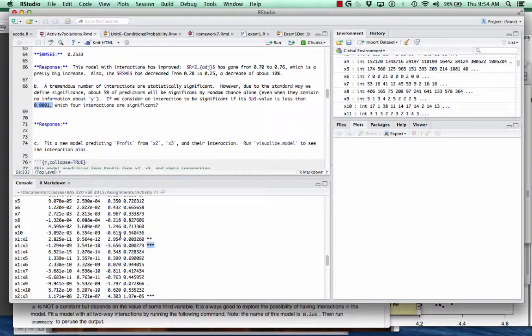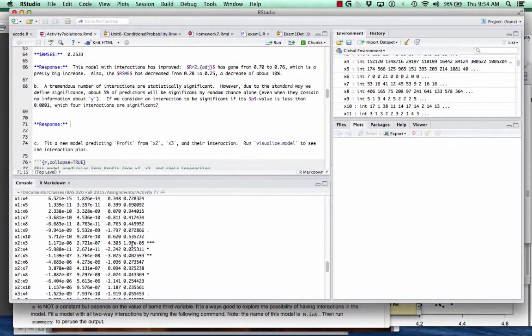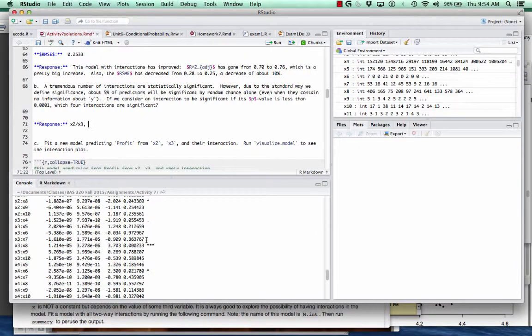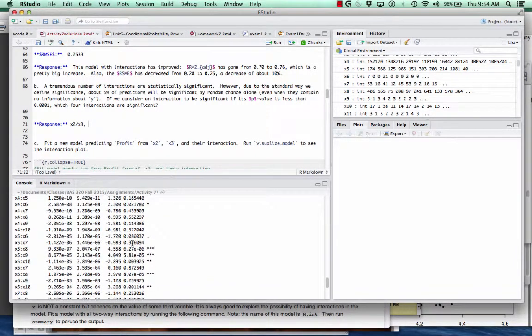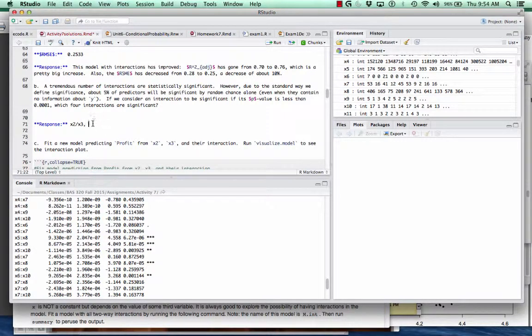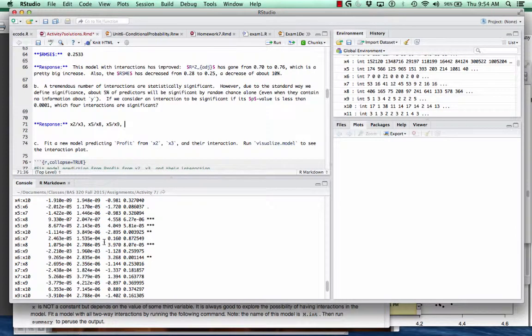Well, these stars give a guideline. The more stars, the more significant that interaction is. We see that the interaction between x1 and x3 has 3 stars, but it's still bigger than 0.0001. Scanning down, here's one that looks highly statistically significant, x2 and x3. Scanning down to the next 3-star one, nope, that's bigger than 0.0001. These guys, though, between x5 and x8, and between x5 and x9, look to be statistically significant according to our new criteria. And the last one is x6 and x8. Those are the ones that pop out just by scanning down that list.